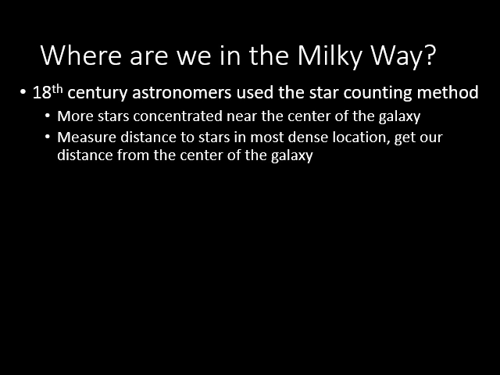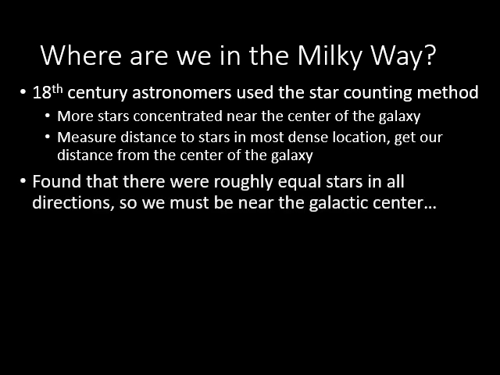Very logical. If we had a general sense of what we think the galaxy would look like, then we would look for the biggest collections of stars, and that should tell us where we are in the Milky Way, or where the center of the galaxy is located. So when astronomers did this, they found that there was pretty much an equal number of stars in all directions. So they came to the natural conclusion that we must be at the galactic center.